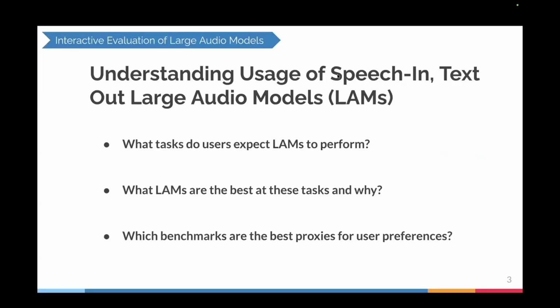To address this gap, we collect a large-scale dataset of real user interactions. Each participant interacts with one of six speech-in, text-out systems, and this allows us to investigate three important research questions, namely, what are the tasks users expect large audio models to perform? Which large audio models perform the best at those tasks and the reasons for that, as well as what are the static benchmarks that best estimate the user preference.